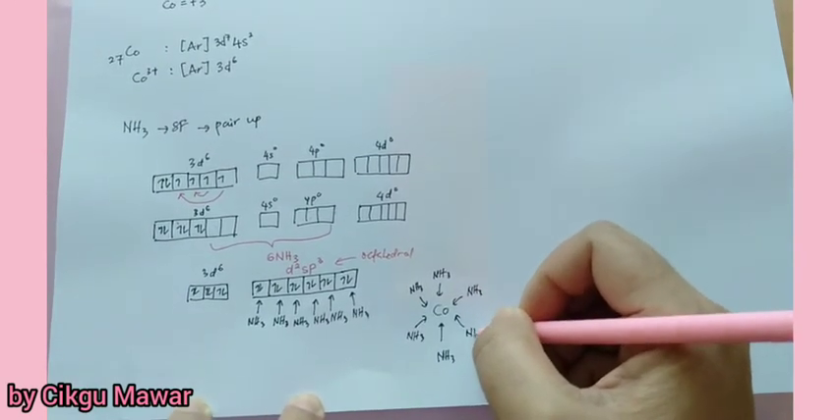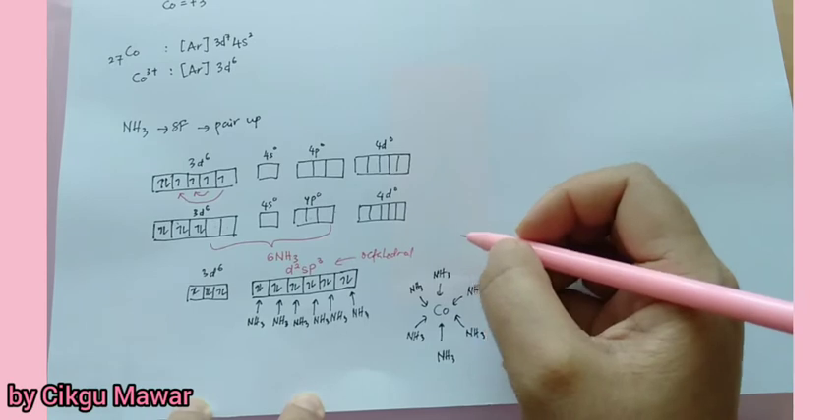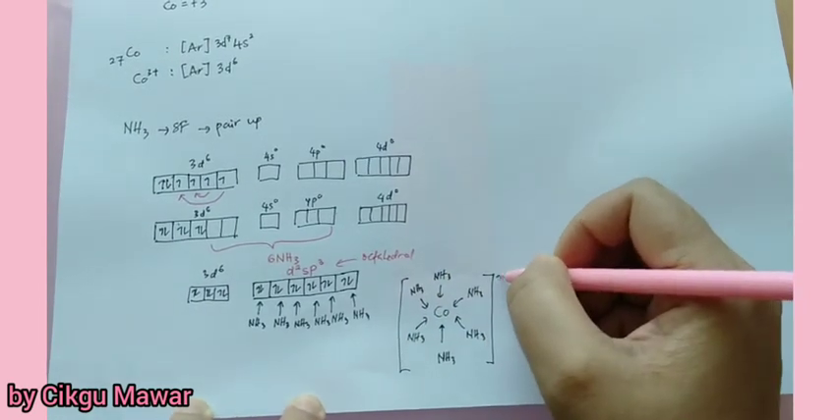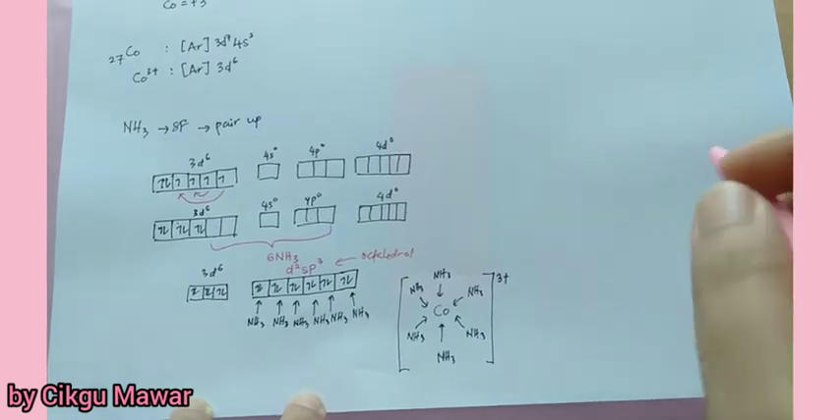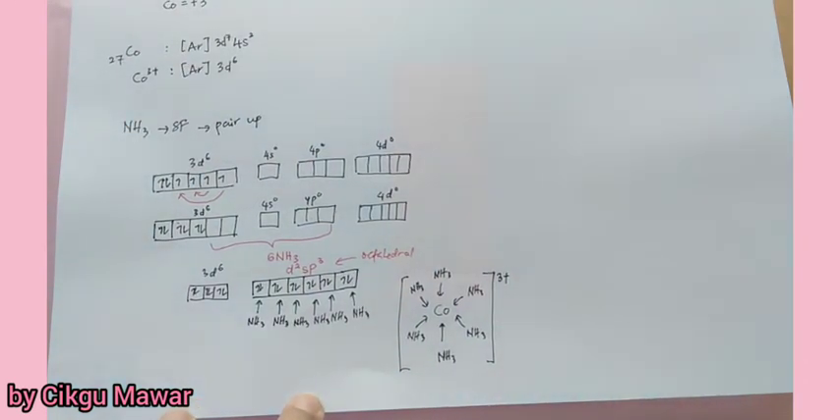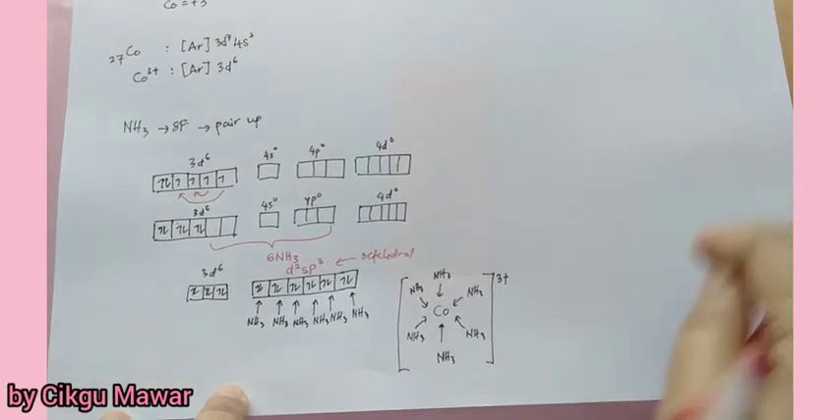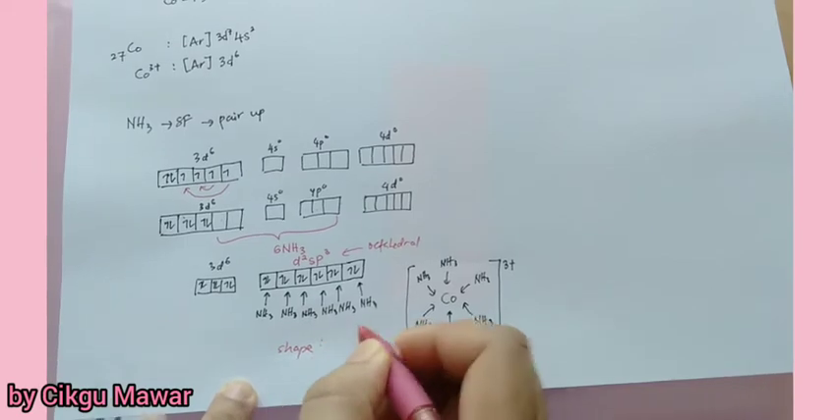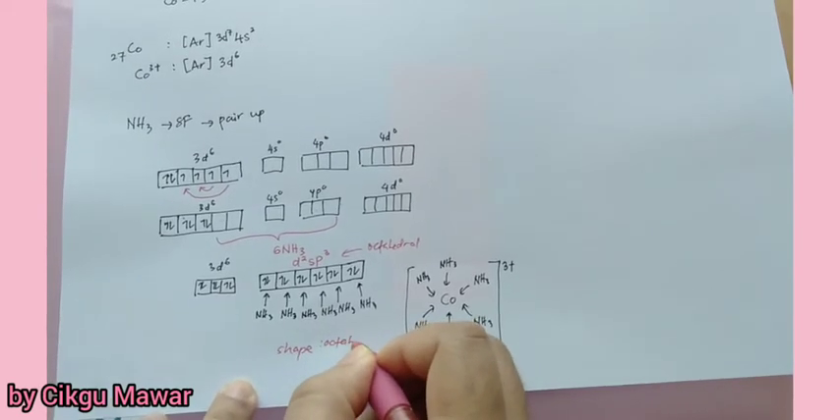Okay, NH3. And then don't forget the bracket. Okay, bracket. And then charge 3 plus. So this is the structure of the complex. So the name is hexaammine. The shape involved is octahedron.